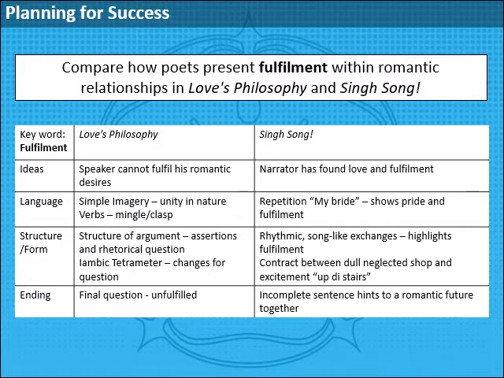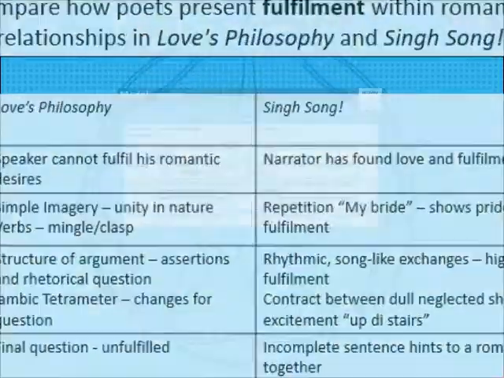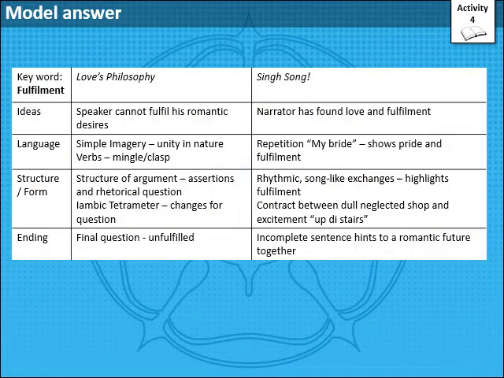Then select an aspect of language that shows what they are saying about fulfilment for each poem, and do the same with form and structure. Then look at the endings of the poems. What do they imply about the theme of fulfilment? When you write, each row of the chart will then be a section of your essay. As I read through the model answer for you, see if you can identify how the essay follows the plan.